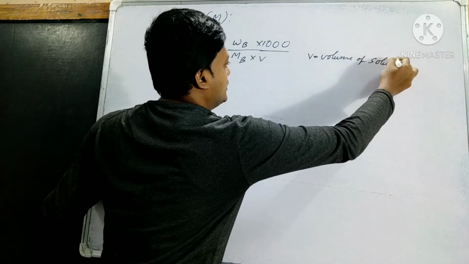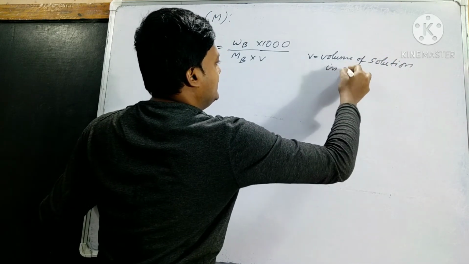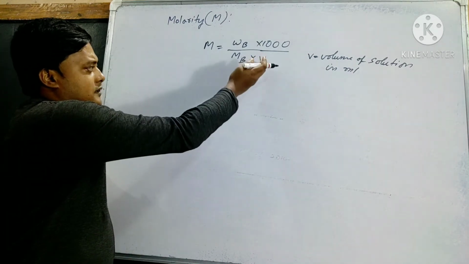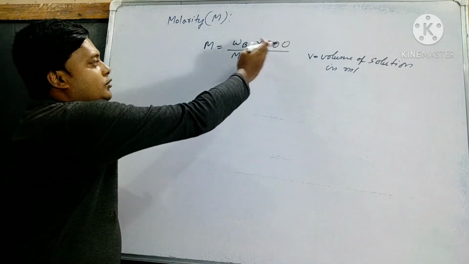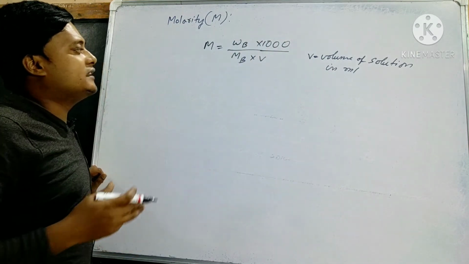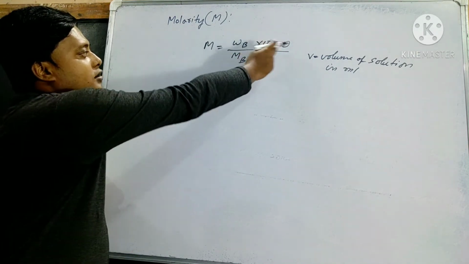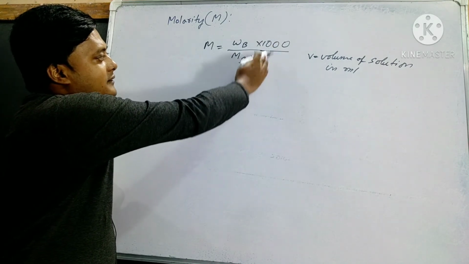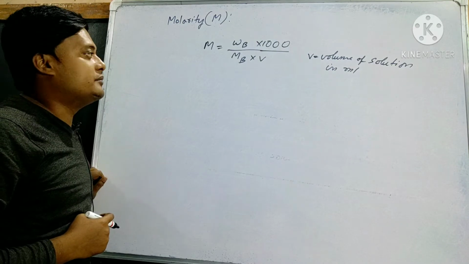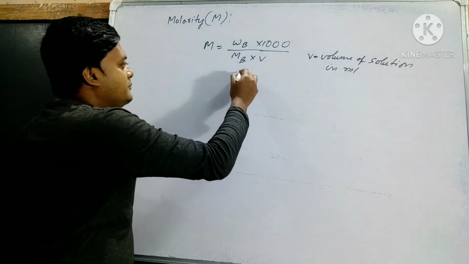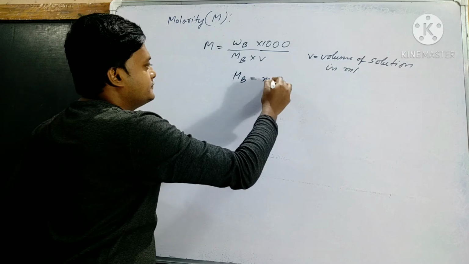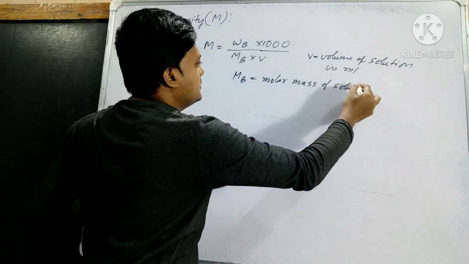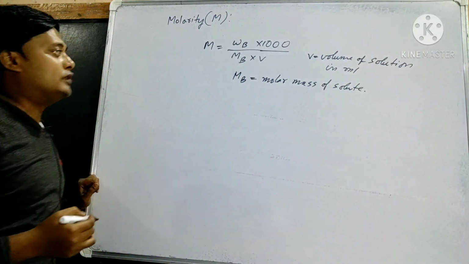of solution in ml, because if we take it in liter, then there will be no 1000 in that expression. Here we take it in ml, that's why there is 1000. Okay, remember that. Here MB is the molar mass of solute.